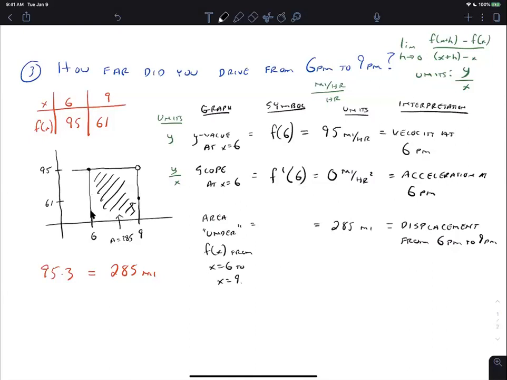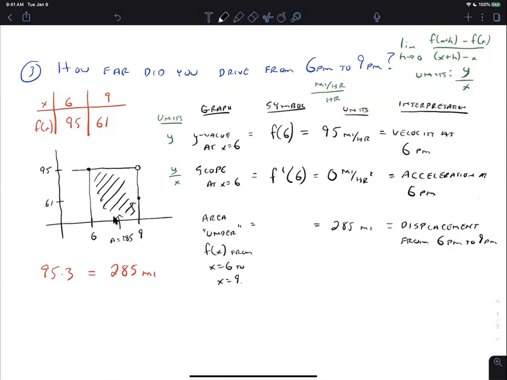Now, there are two reasons why the area of that is 285. One is because what shape is this? It's not a hard question. What shape is that? Rectangle. Rectangle, good. And the way you do a rectangle is base times height, right? The base is 3, the height is 95, so the area is 285. Okay, so it's for sure that area.